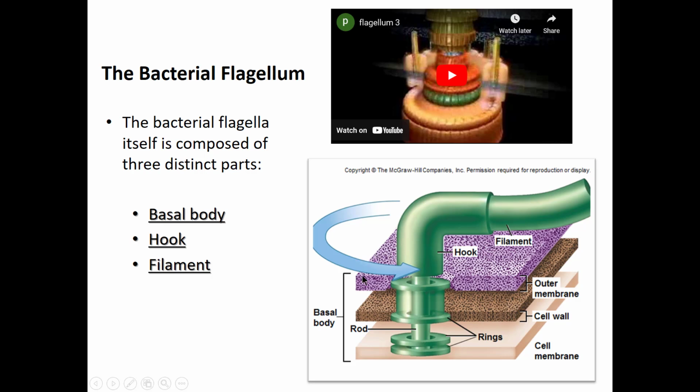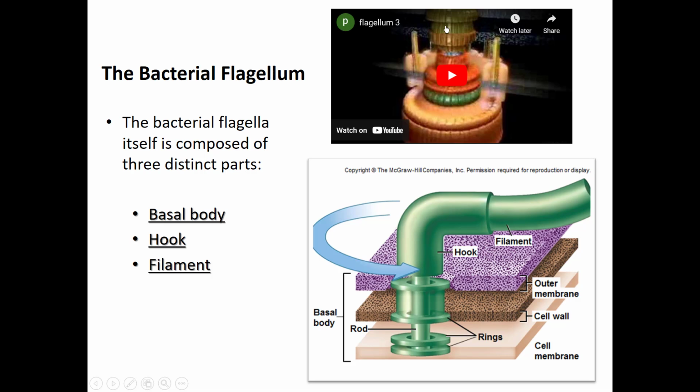So you have what's called the basal body, and this is what is actually embedded down inside the cell. You have what's called a hook that connects to the last part, which is the filament, which is actually the long tail, the tail-like extension itself. So basal body, hook, and filament. For this class, we're not going to break it down much further, but note that the basal body itself consists of multiple parts, such as rods and rings.